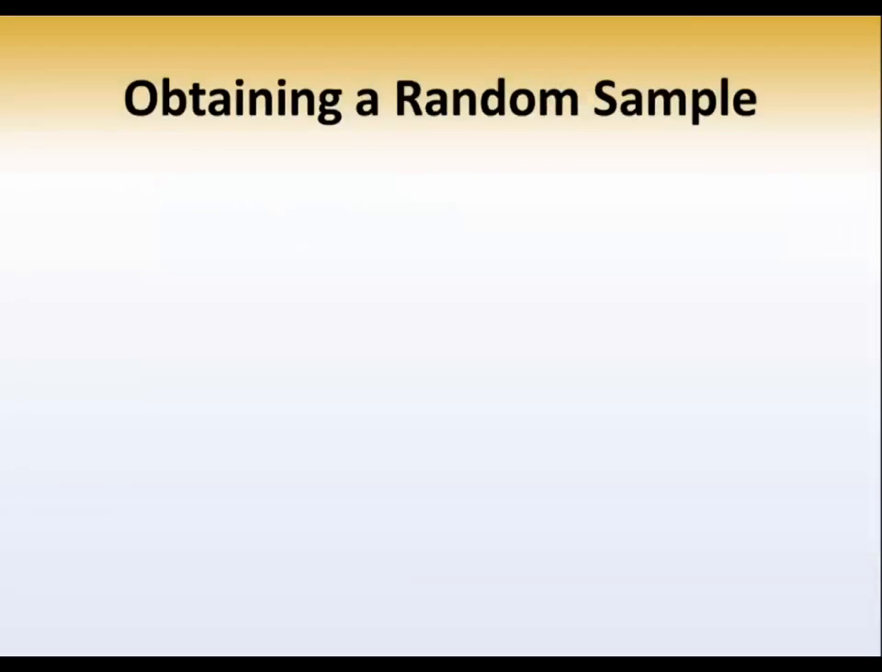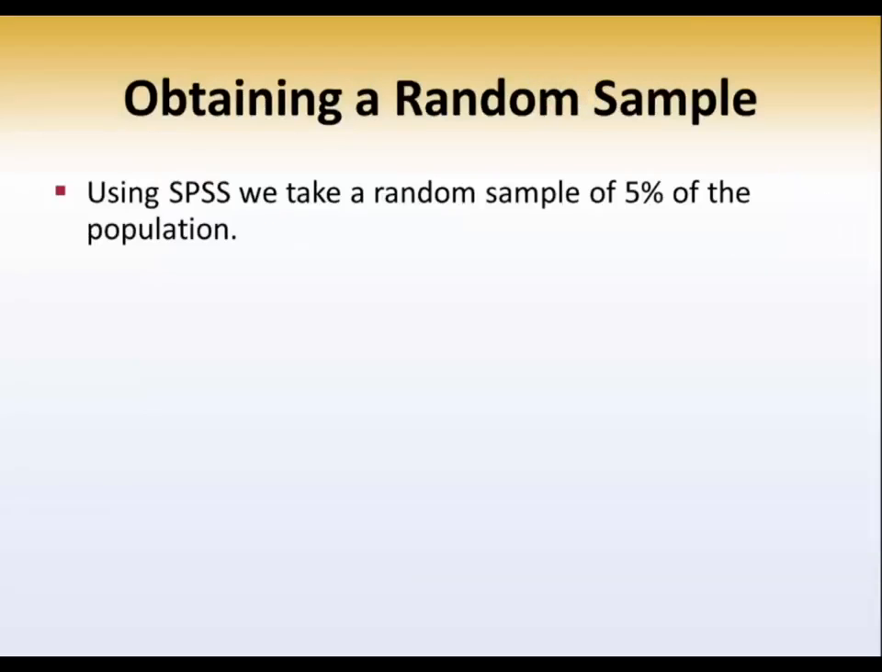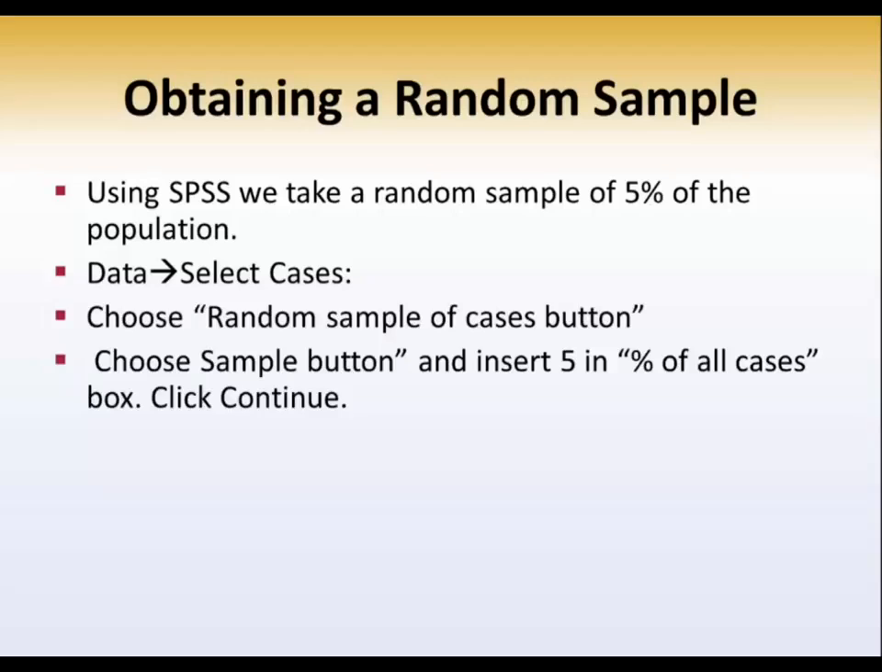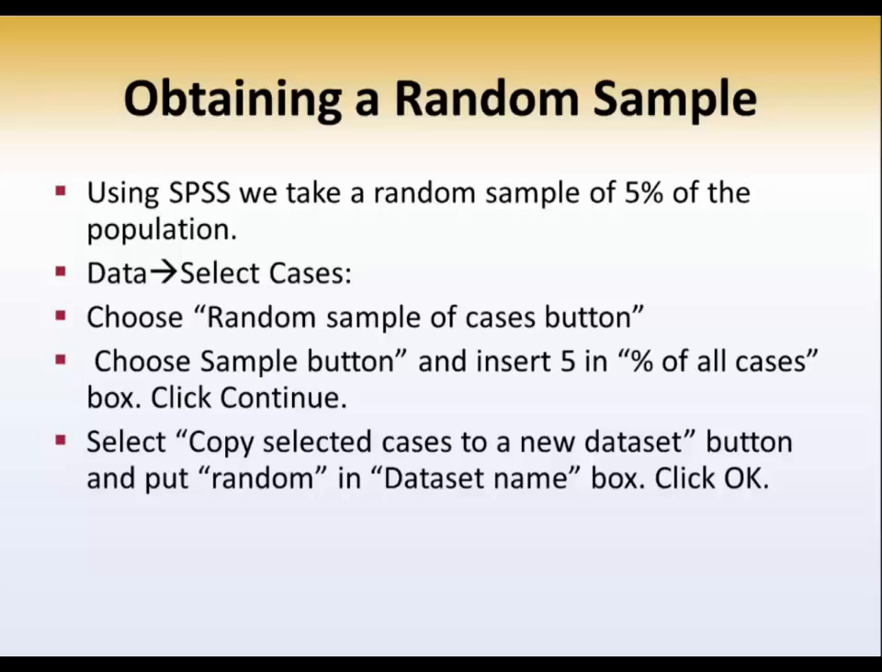Now we're going to obtain a random sample. We can use SPSS to do this. Here are the steps. Go to Data, select Cases, choose Random Sample of Cases button, choose the Sample button and insert 5 in the percent of all cases box, continue, select Copy Selected Cases to a New Dataset button and put Random in the dataset name box, click OK.